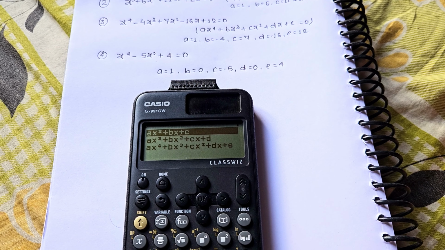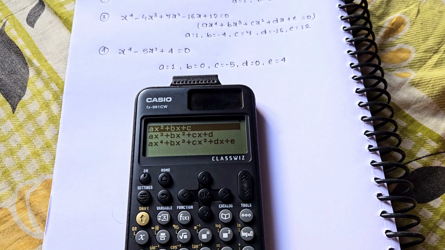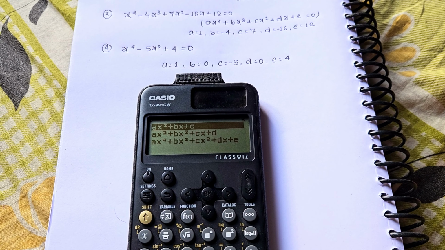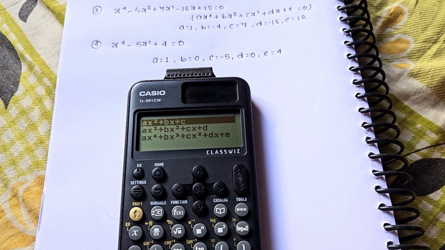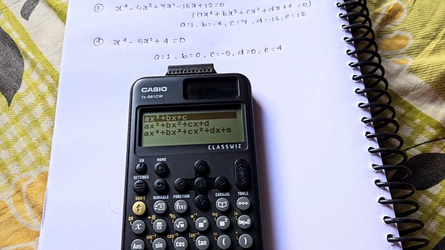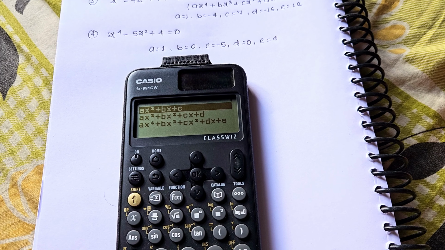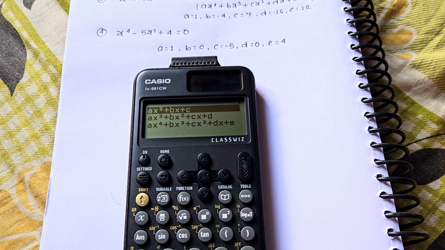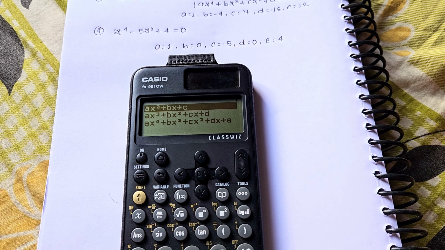In polynomial you can see three formats: ax square plus bx plus c, which is the second degree polynomial; ax cube plus bx square plus cx plus d, which is the third degree polynomial; and ax raised to 4 plus bx cube plus cx square plus dx plus e, which is the fourth degree polynomial. Hence this calculator can solve up to fourth degree polynomials.